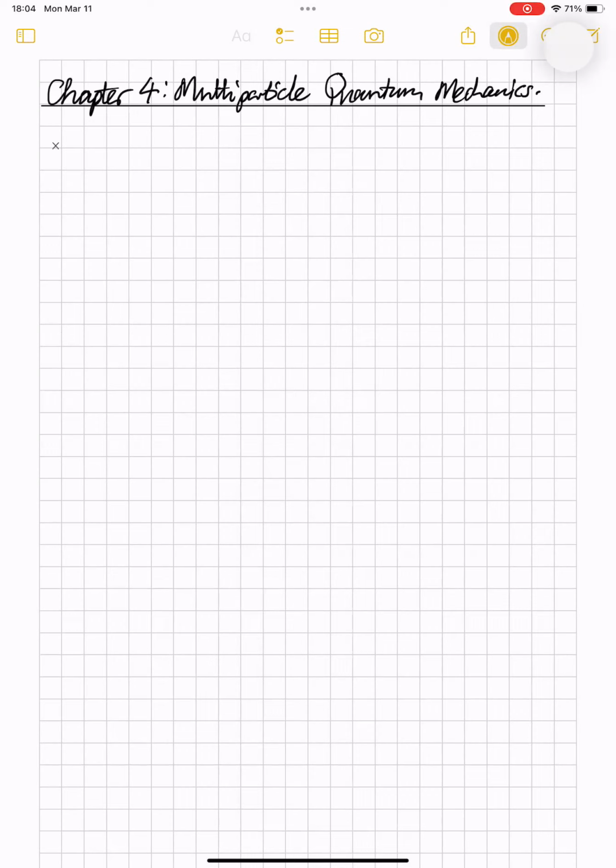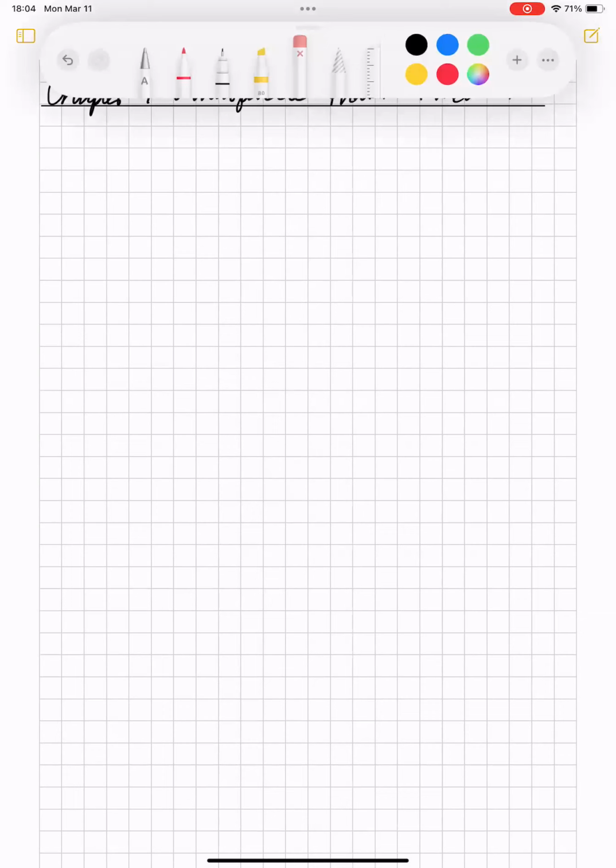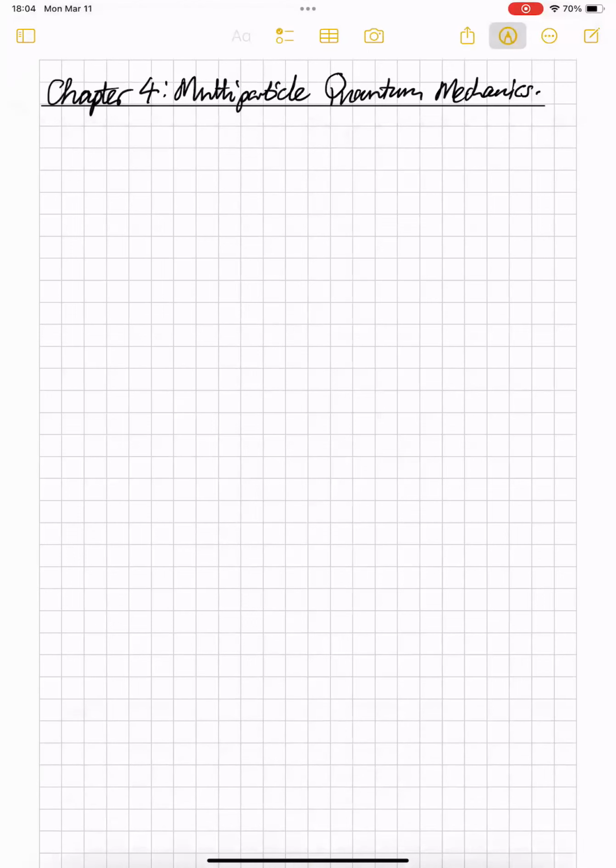Let's now ask ourselves, what is the completeness relation in Fock space? Okay. And remember what the completeness relation said in normal quantum mechanics?